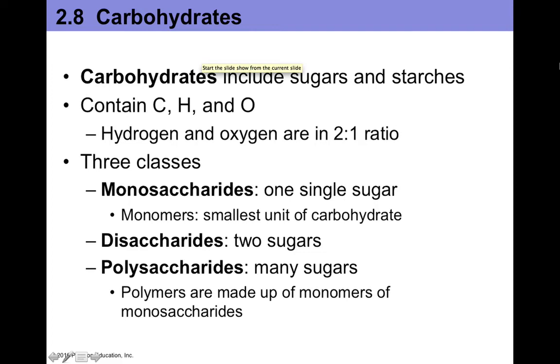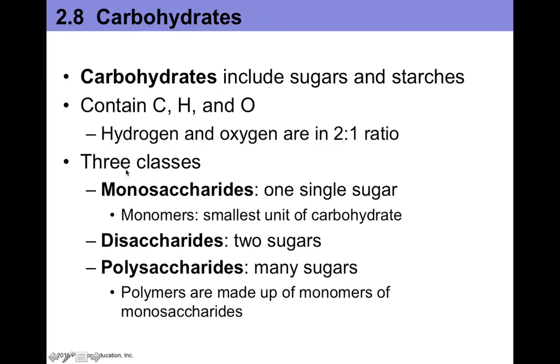Okay, so in this video we're going to talk about carbohydrates. Carbohydrates are a class of biomolecules that include sugars and starches. They're called this because they contain a lot of carbon, and then we say hydrate in terms of hydrogen and oxygen atoms as well. In fact, the hydrogen to oxygen ratio is typically about 2:1.